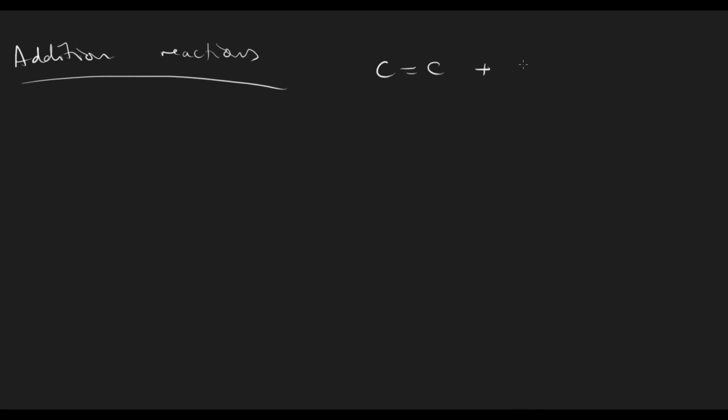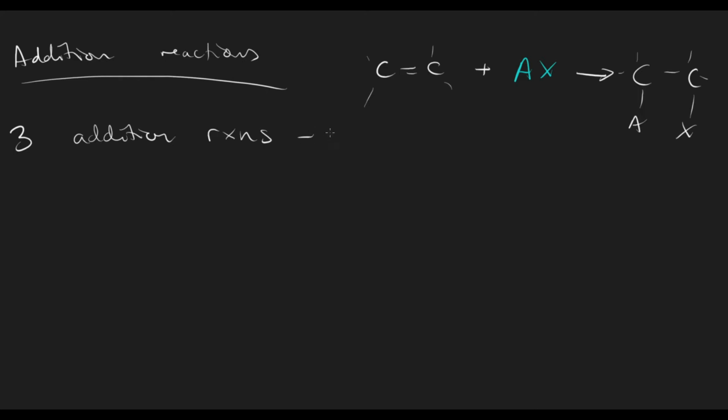So we add something to it, which I'm going to call AX, and then I'm left with a single molecule, which will be CACX, and then whatever I had on here before is still there. So let's have a look. So there are three different addition reactions you need to know. I'm going to use RXN for reactions shorthand. And these are with hydrogen bromide, with sulfuric acid, and with bromine. And we're going to look at these one at a time, but they're very similar. The first two certainly are very similar in terms of the reaction mechanisms.